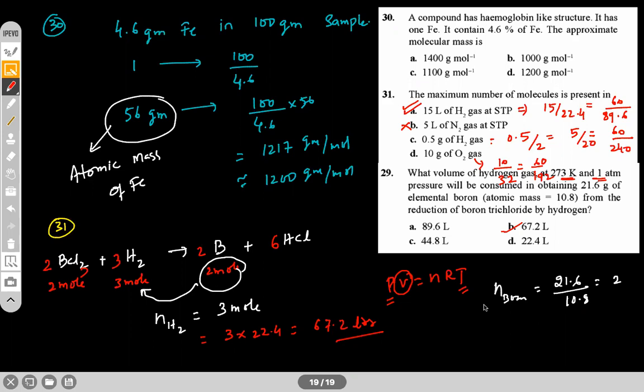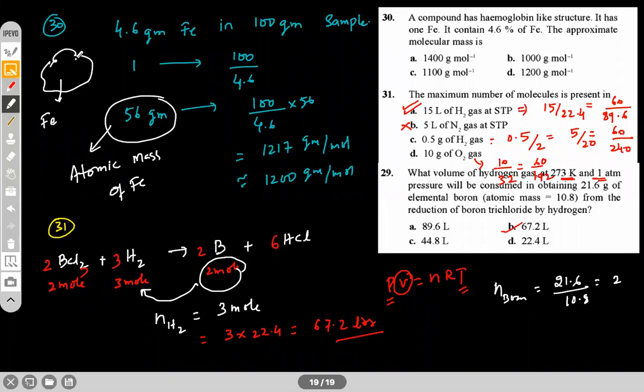Question number 30 is nothing. You have a sample, and we don't know what sample it is. That is not given. But what is given is that in this sample we have one iron atom. There's only one Fe present, because it is given that the hemoglobin-like structure has only one Fe. So we need to find out the approximate molecular mass.